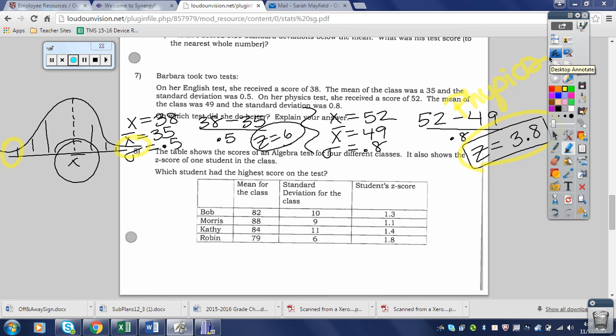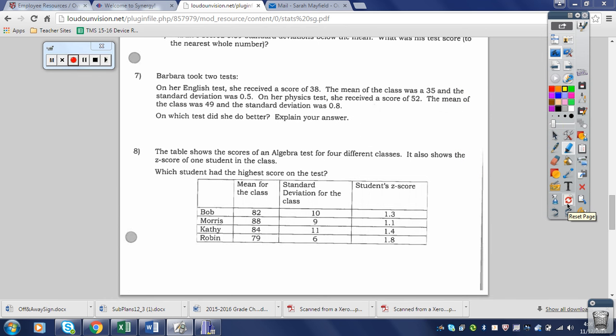Okay, let's look at number 8. The table shows scores of an algebra test for 4 different classes. It also shows the z-score for 1 student in the class. Who had the highest score on the test? All right, well, we see the word z-score, so we know we have to use our formula. So let's plug in what I know. Z for Bob is 1.3 equals x minus the mean, 82, divided by the standard deviation, 10. Solve this for x.